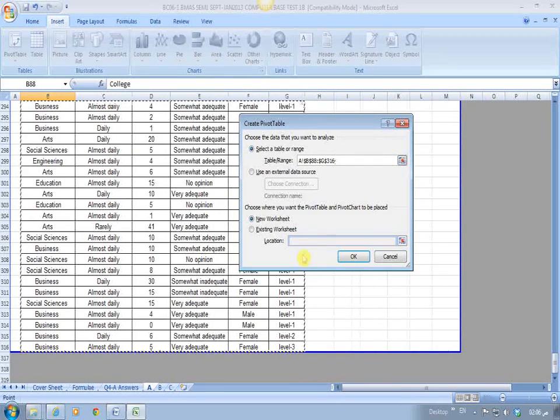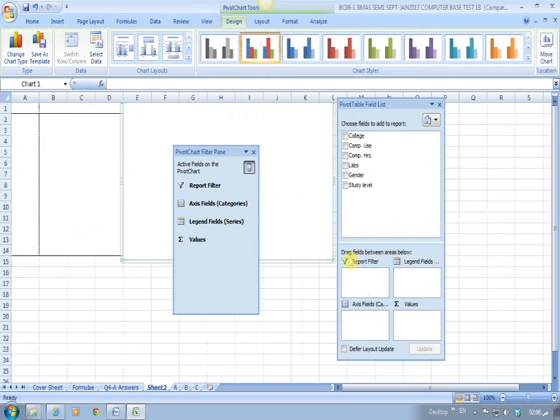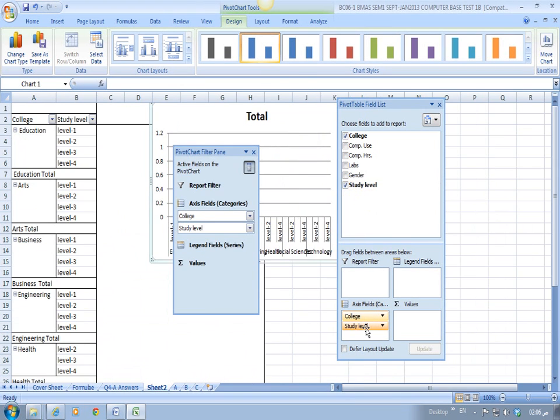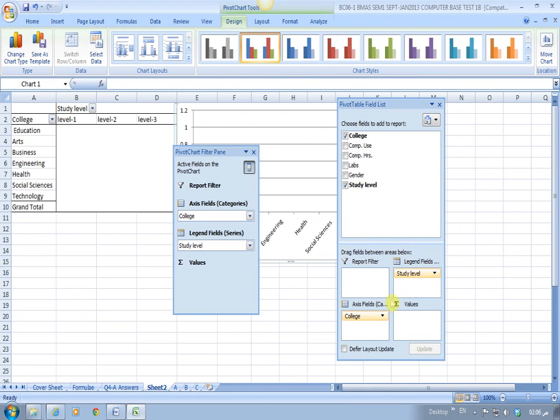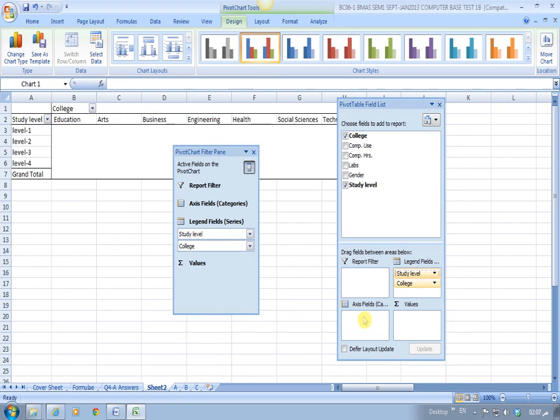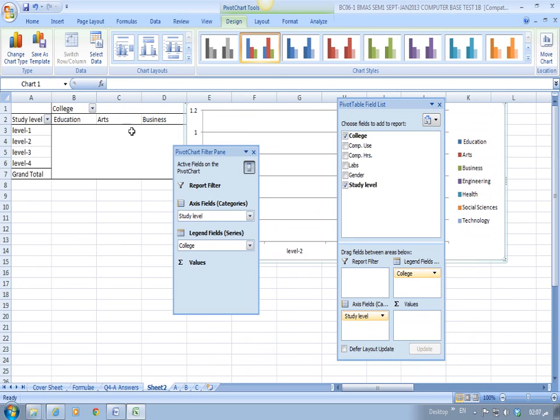And then after that, new sheet. And the question is the college. You can put it in any field. If we put it here, these are the colleges. And then we can use study level. And study level, we don't want it here, we want it here in the field. You can move the field from any place. That means if you move college here, then it will be up. If you move this one down, then you see here colleges are up, and these are the levels.